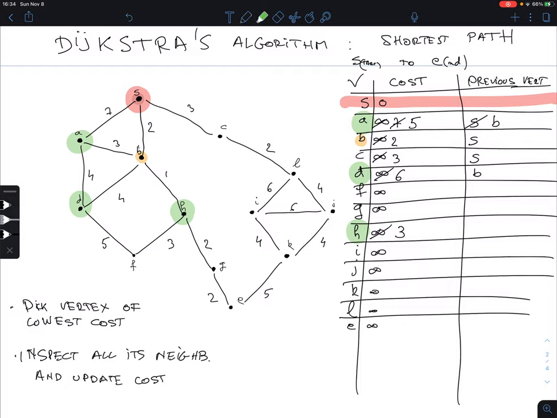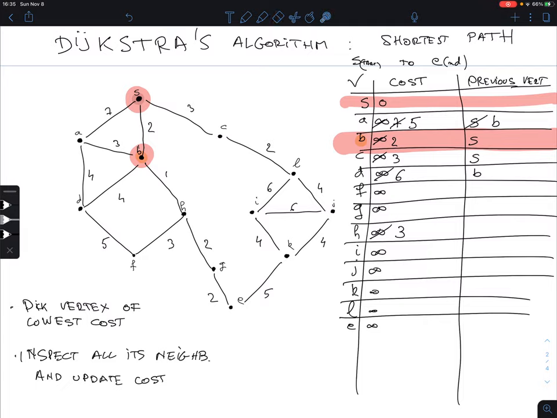So let's start with marking this for ourselves. B is now done. So B is now a red guy. And let's get rid of the... The neighbors don't make sense anymore because the guy is gone. Okay?